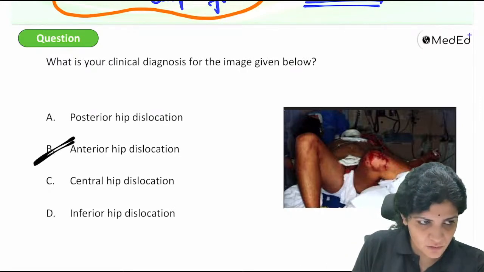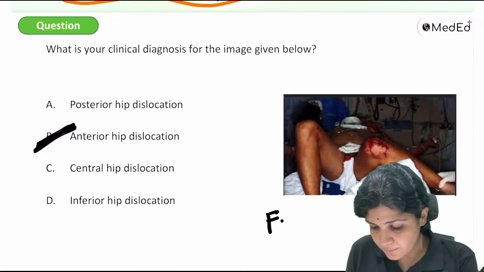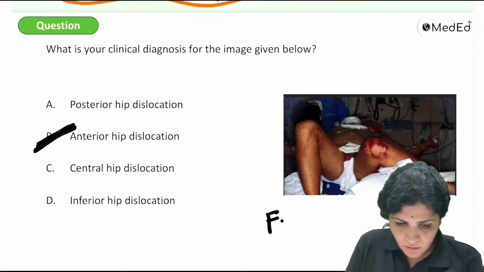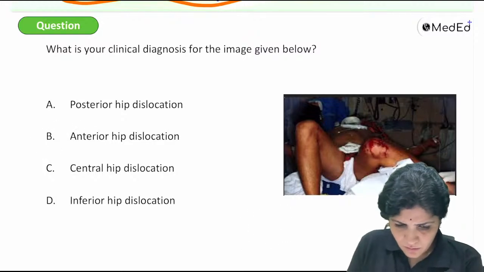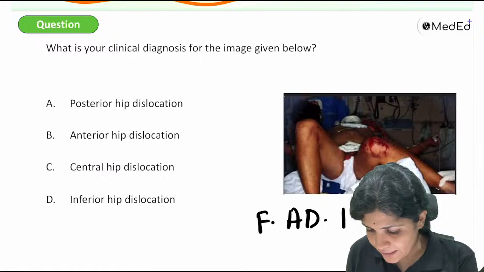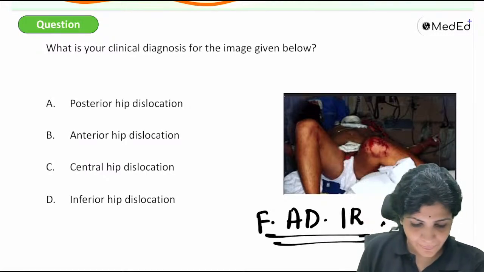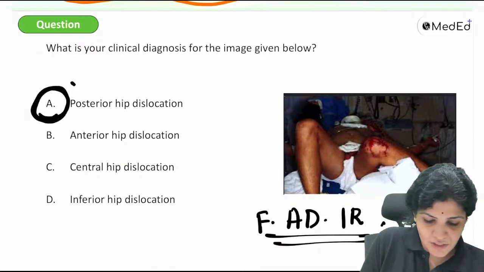Yes, anterior dislocation. Very good. So this is anterior dislocation because it is in flexion. This is flexion, adduction, and internal rotation, right? So the diagnosis here is posterior hip dislocation.